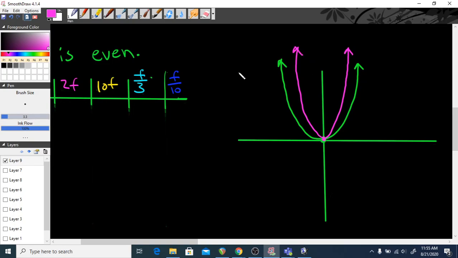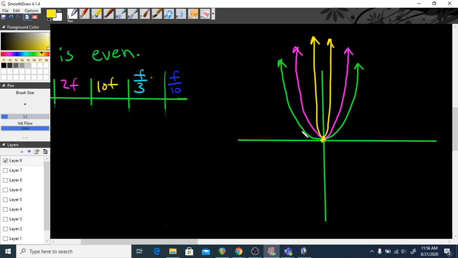Okay. All right. Now, what about 10F, right? We're making the Y values 10 times bigger instead of 2 times bigger. So let's go ahead and do that. 10F. If I'm making this Y value 10 times bigger, it's going to be way higher. So it's going to be something crazy like this. 10F will be very vertically stretched.